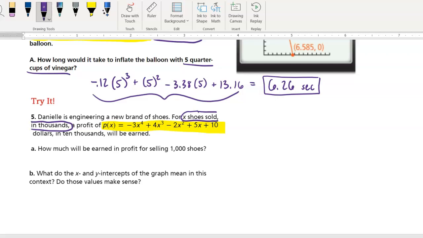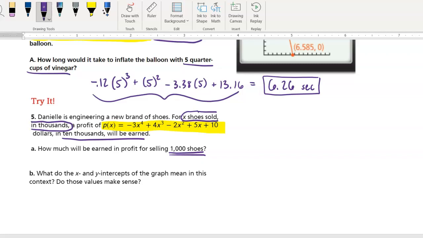That function is going to give us the profit in 10,000s. Okay, so if the profit is 1, that would represent 1 times 10,000s or $10,000. So we've got to be very careful. Whatever answer we get, we got to put that in terms of 10,000s, which means we multiply it by 10,000. So we want to figure out how much will be earned in profit for selling 1,000 shoes.